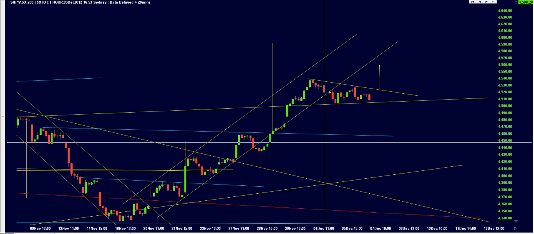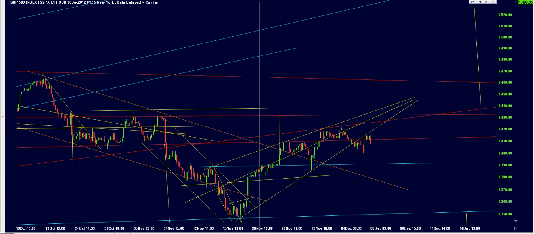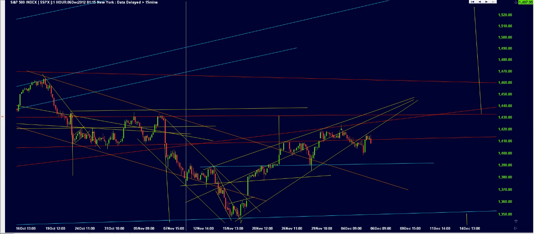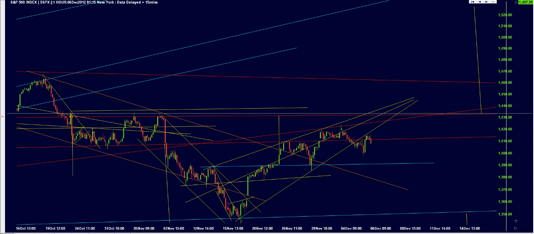Okay, so let's take a quick look at the S&P 500. Looking at the hourly chart here of the S&P 500, we've been looking at this rising wedge pattern, but we've also been watching this inverted head and shoulders pattern. Now, we do have that target still of around that 1430, 1435 area as an expected target.